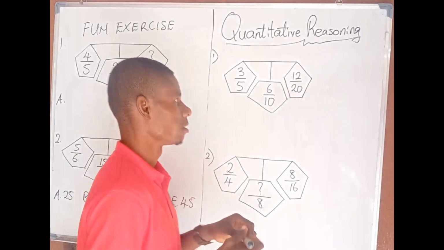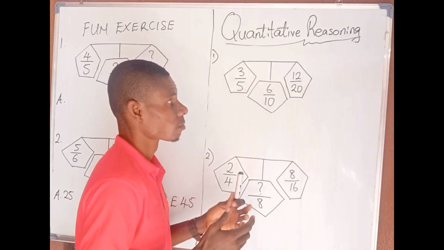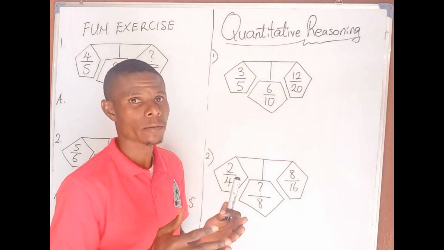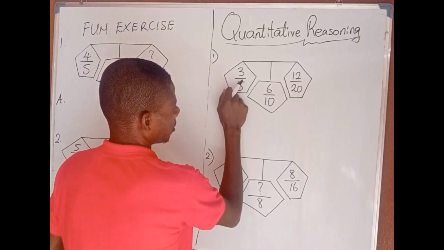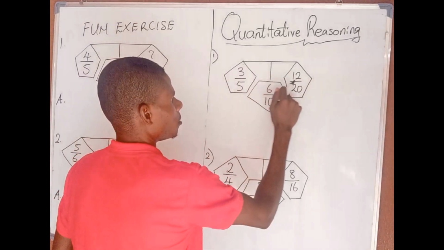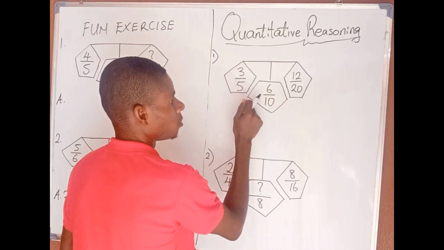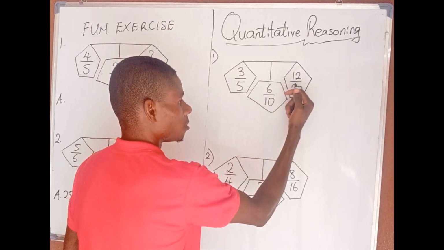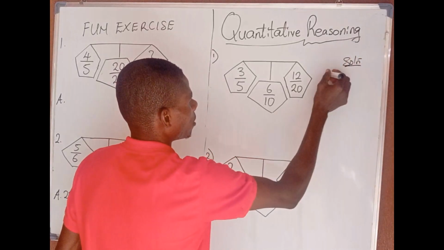So let's have this. All right, this is a fraction. This is an equivalent fraction. We need to know the distance from this to this and the distance from this to this. Since this is an equivalent fraction, the distance from this to this should be equal to the distance from this to this. So let's see how we can find this.